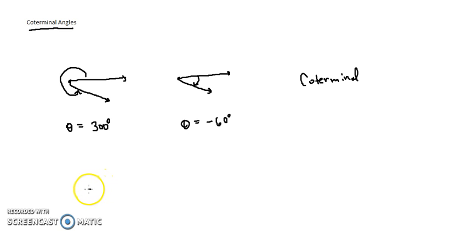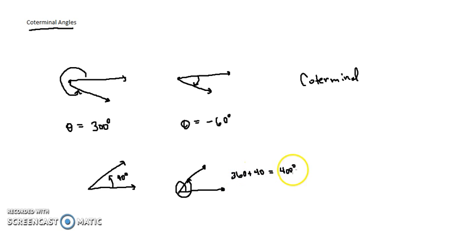Another way that you could have coterminal angles, let's say we have this rotation, and let's say this is 40 degrees. I could have a coterminal angle if I went around and around like that. So what happened was I went a full 360 around, and then I went another 40 to land in the same spot. So this would be 360 plus 40 is 400 degrees. So 40 degrees and 400 degrees are also coterminal.